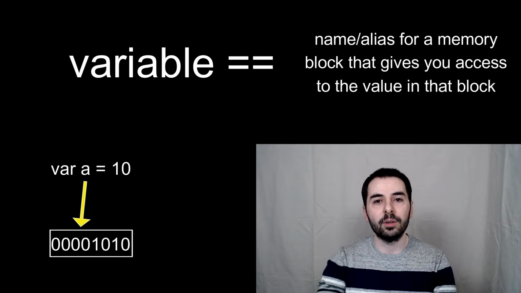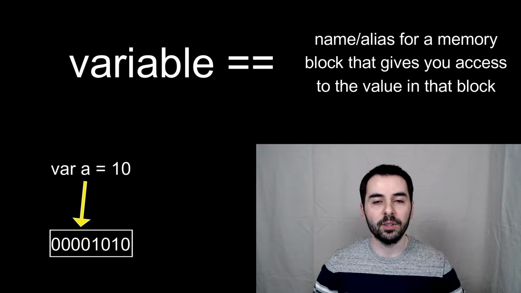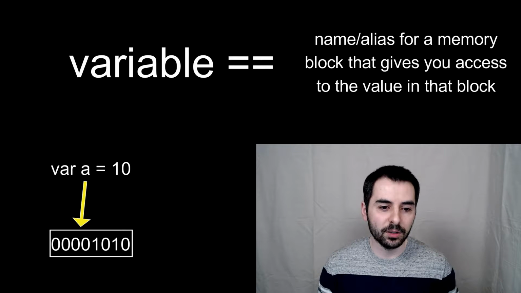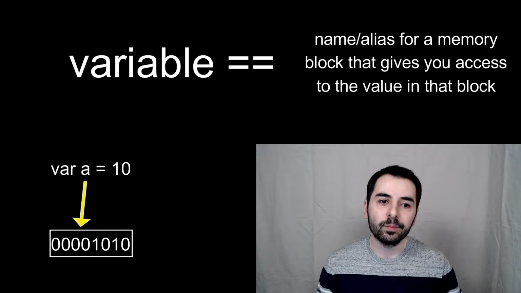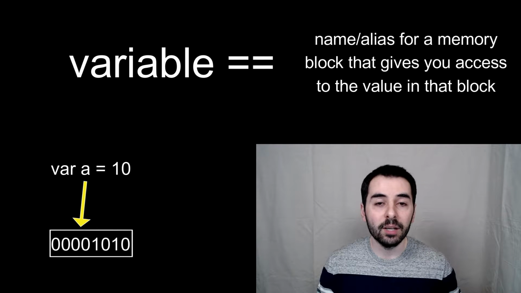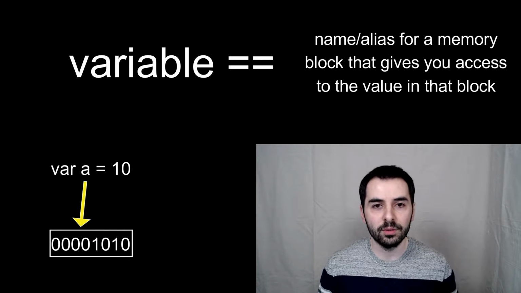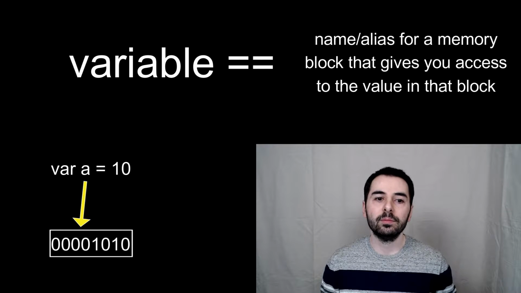So a variable is basically, in the very simplest definition, a named piece of data. If we make this definition a little better, it would be a name or an alias for a block of memory that stores data or values of some type.